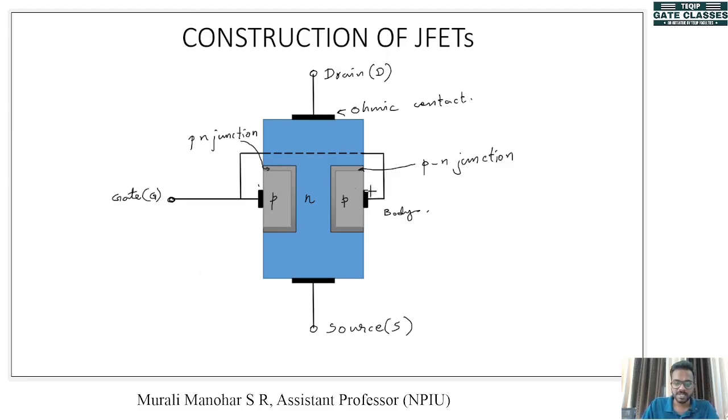There are 2 PN junctions. Where there are PN junctions, there will be a depletion layer. So there are 2 depletion layers also. Okay, so this is the construction of a JFET. Now we can see how a JFET works. By that I mean we can see how it operates, and we will also see what the characteristics of this JFET look like. Okay, so let's move on to the working.